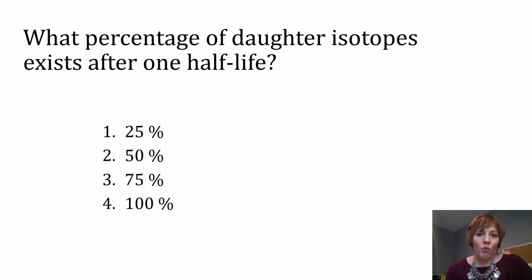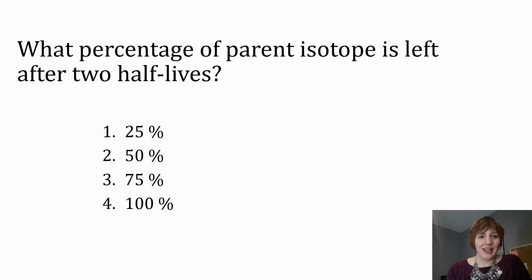First question, what percentage of daughter isotopes exists after one half-life? If you said 50%, congratulations, you're on the right track. A half-life is defined as the time that it takes for 50% of the parent isotopes to decay into daughter isotopes. All right, next question.